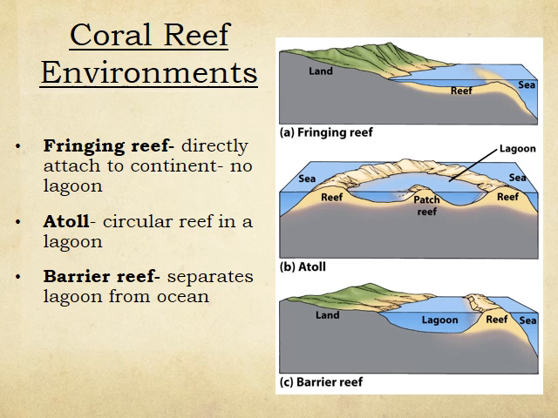There are 3 different types of coral reefs, and these aren't really important. I'm not going to test you on these, but I think it's interesting to know. Your fringing reef comes directly off of land. It's attached to your continent, that's it. Whereas your atoll, you have basically a collapsed volcano, or an all coral island, and there's a ring, and a big lagoon. Then you have a barrier reef, which separates the lagoon from the ocean. So the Great Barrier Reef is a type of barrier reef.